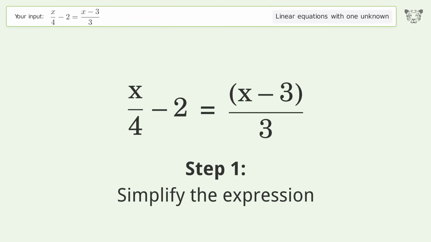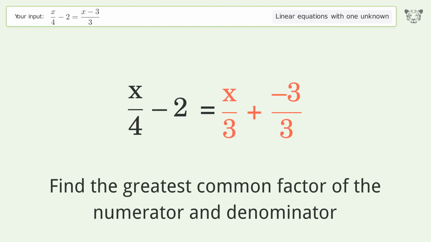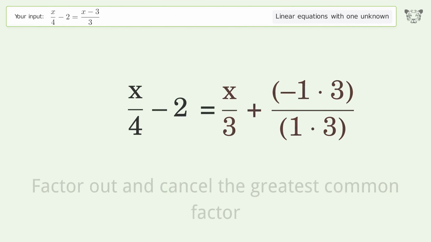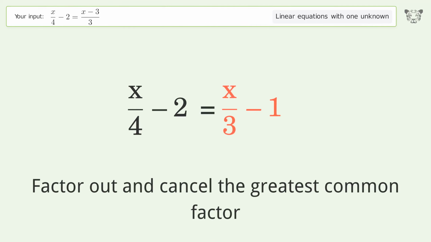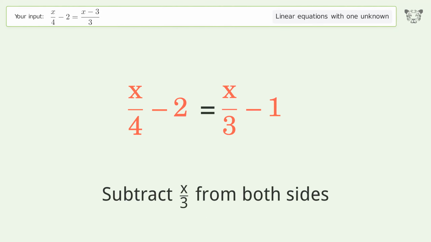Simplify the expression. Break up the fraction. Find the greatest common factor of the numerator and denominator. Factor out and cancel the greatest common factor. Group all x terms on the left side of the equation. Subtract 10/3 from both sides.